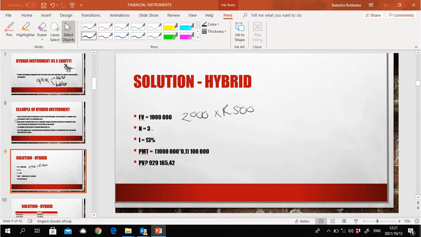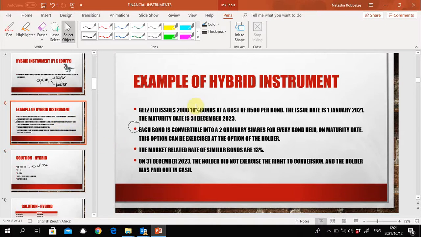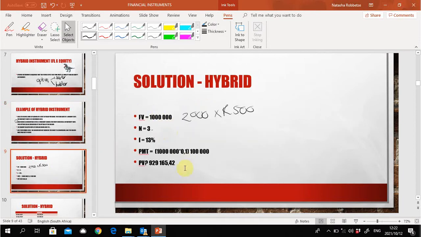And it is the rate at which similar bonds will be traded for on the open market. Then the payment is the future value times the actual percentage carried by your instrument. So it is the 10% that the business, which is G's, offers, and therefore we take the future value times that 10%. Then you have to compute your present value, and by doing that I got to 929,165.42.